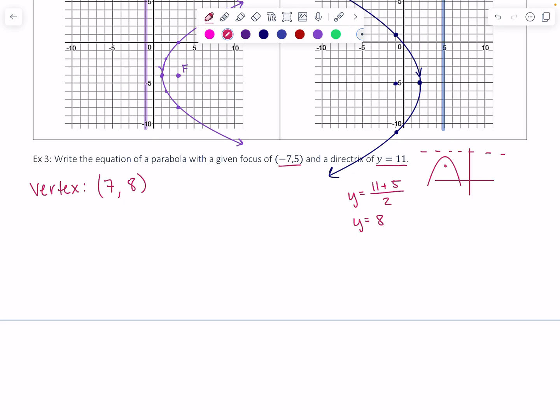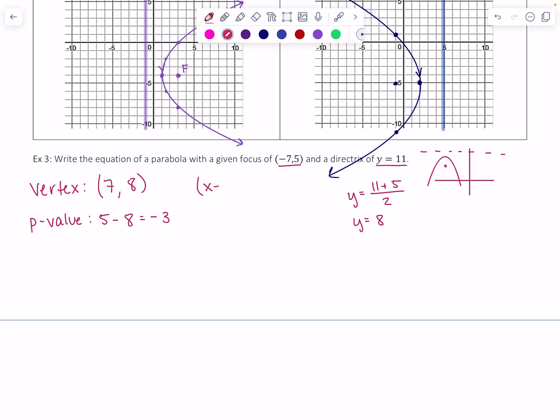I just need to find my p-value. That p-value is going to be the distance between 8 and either my directrix or my focus here. So I'm going to say 5 minus 8, which is equal to -3. Great, we have all the pieces of information that we need. So we're going to write this.